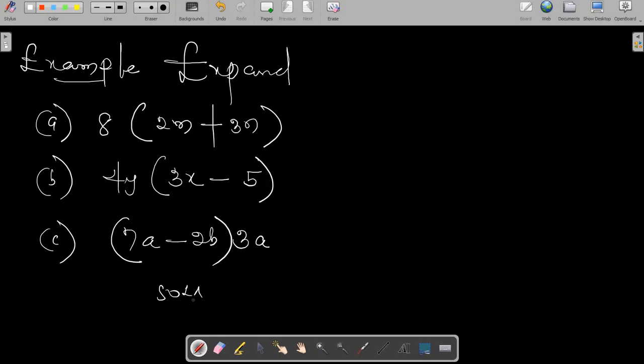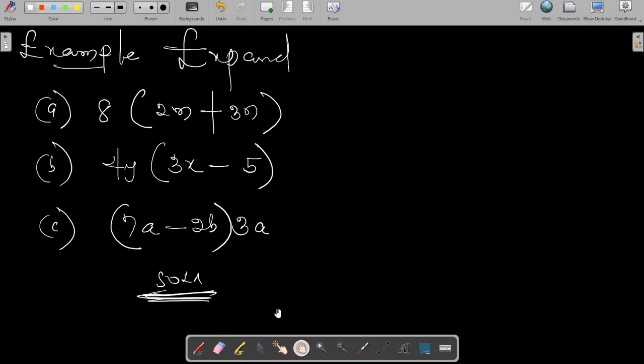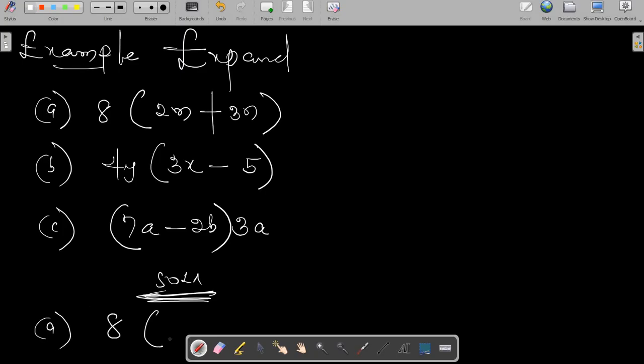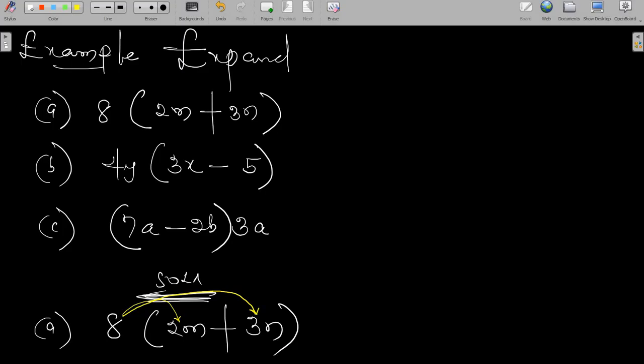Solution to the first question. When I write something like this, I mean solution. So if I have the first question, which is 8 into bracket 2m plus 3n, what will happen here is that we'll use this 8 to multiply by this 2. 8 times 2 is going to give us 16. The same 8 multiplies this 3 to give us 24.